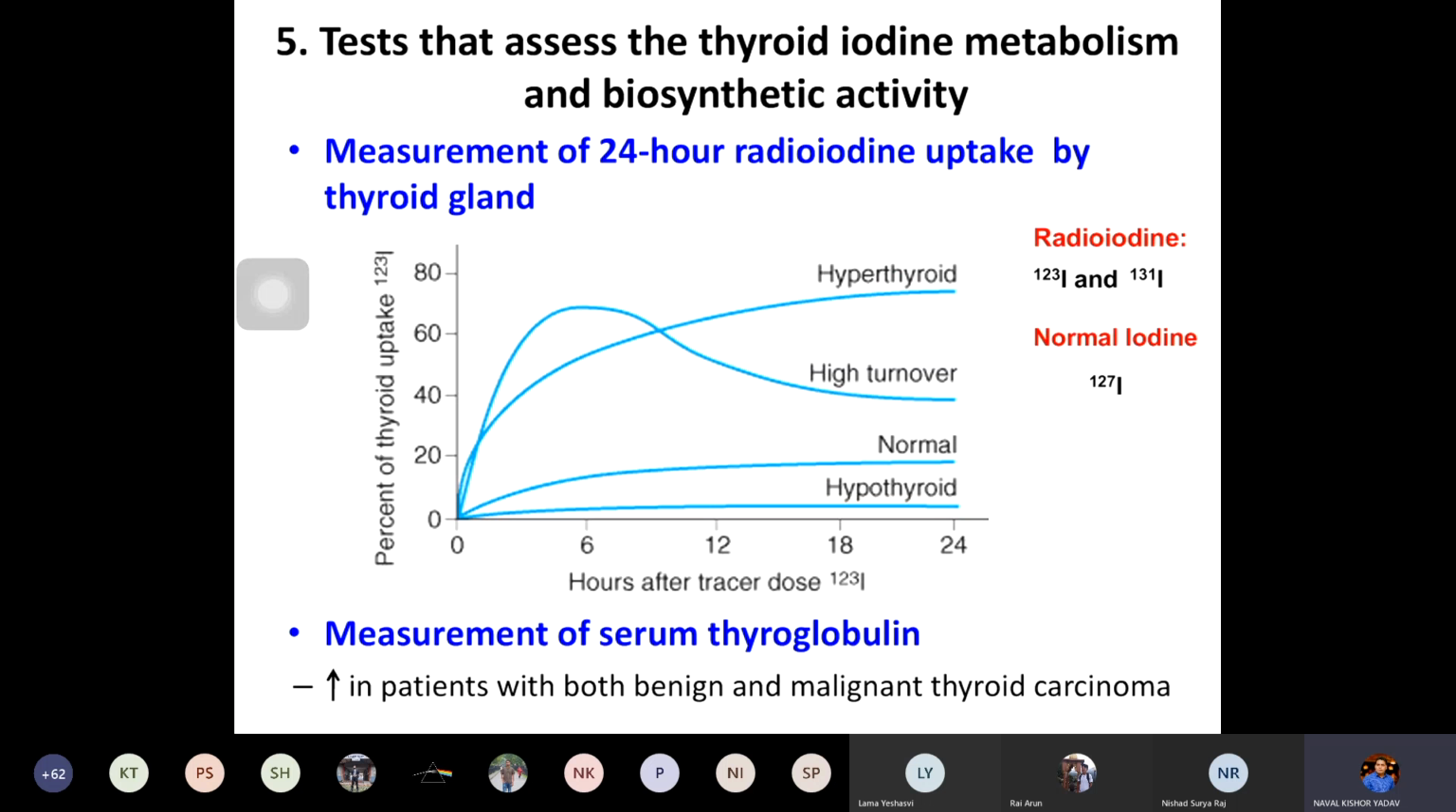So, any doubt in this thyroid function test? Are you getting? Are you following me?